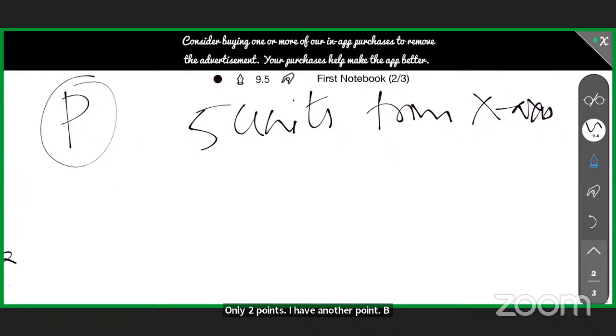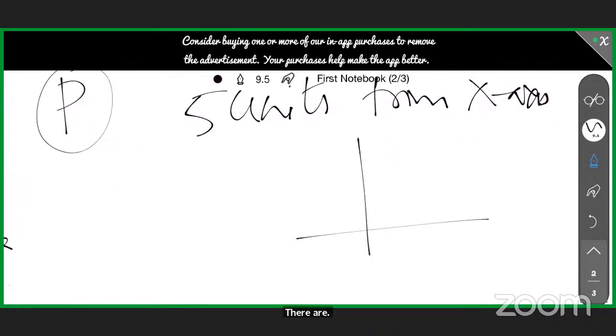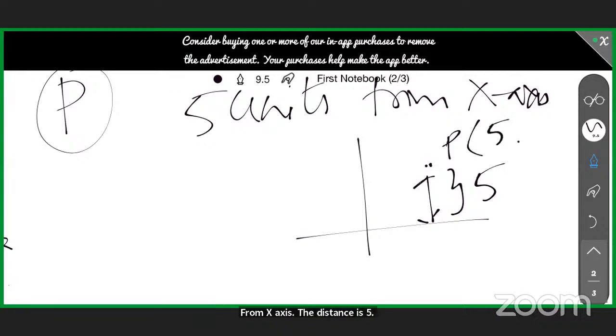Draw a small graph. Please listen carefully. There is a point here. Point P is somewhere at a distance from the x-axis. The distance is 5. This is my point P, and its distance from the x-axis is 5. So if I want to write this one, it will be 5 comma something.